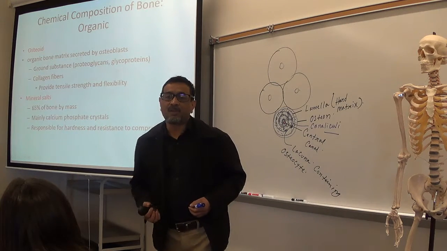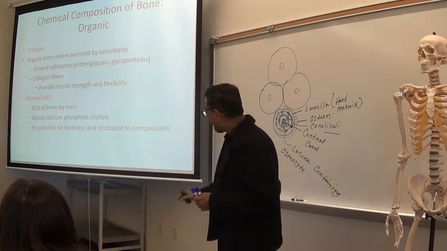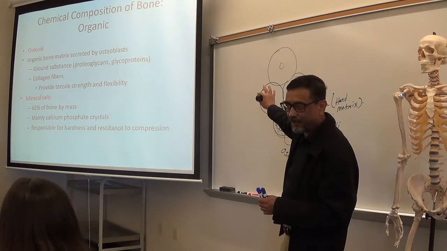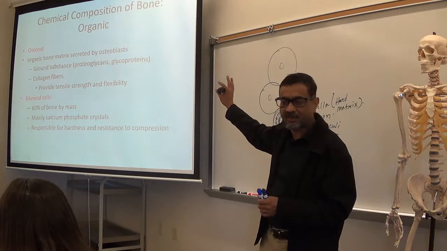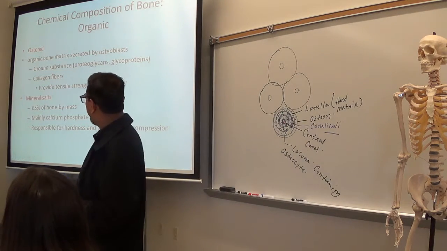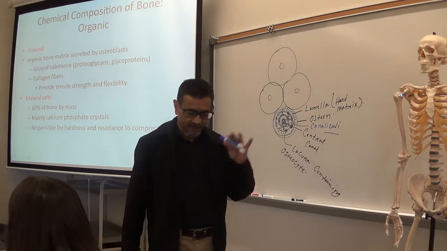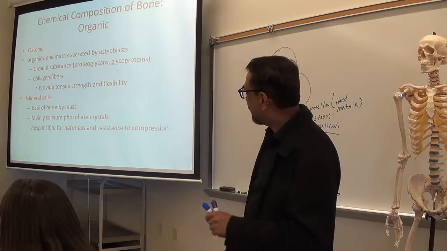So just know that if I ask you the structure of a compact bone, this is the structure of a compact bone. These are the structures you will see in the compact bone. Spongy bone does not have any complete osteons inside.